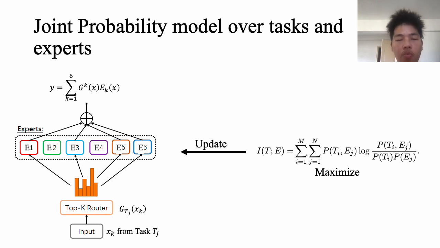After we have P(E|T), we can calculate the mutual information between task and expert. We can use the mutual information formula, which can be calculated using P(E|T). What the mutual information does here is maximize the mutual dependence between expert and task. So for example, it wants that if we are using expert 1, we are very likely to do task A, and if we are doing task B, we are very likely to use expert 3.